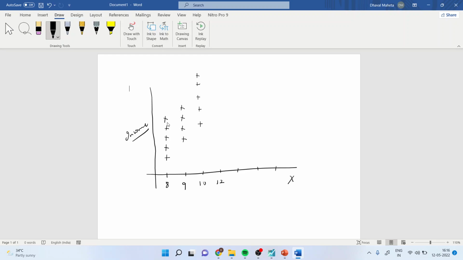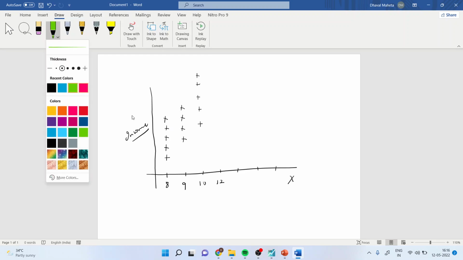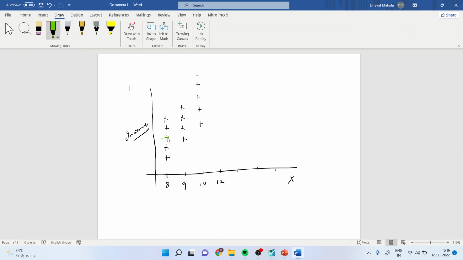So what you can see is that the mean is changing continuously. Moreover, the deviation in the data, the dispersion in the data, is changing continuously. This is the deviation for 10 standard, deviation for 9 standard, deviation for 8 standard.